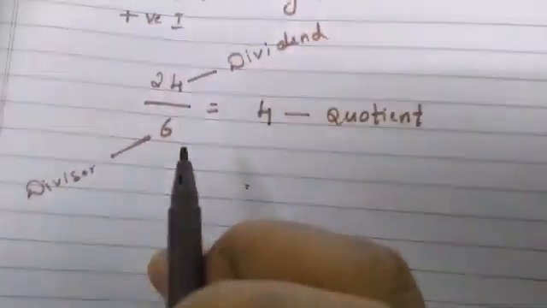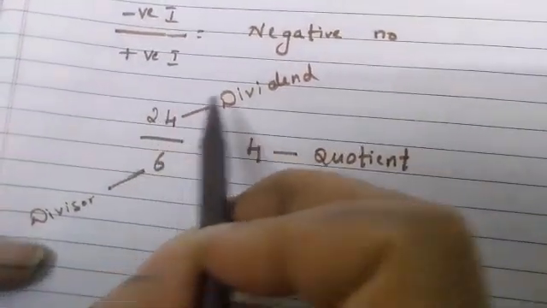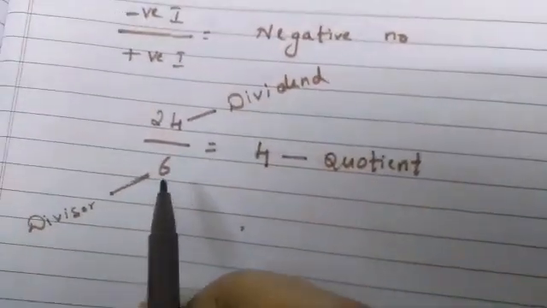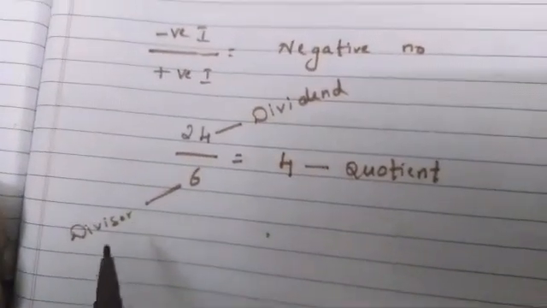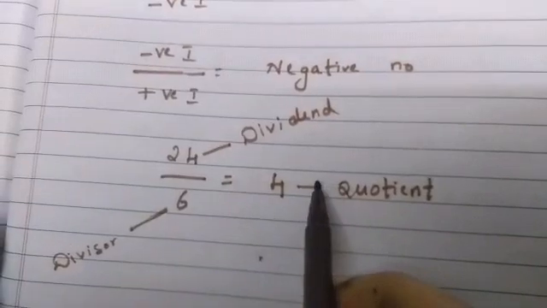Now let's try to learn some terms. So the numerator 24 is called the dividend. The denominator 6 is called the divisor, and the answer 4 is called the quotient.